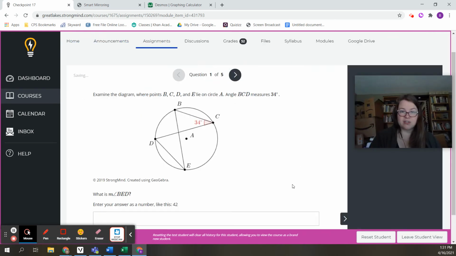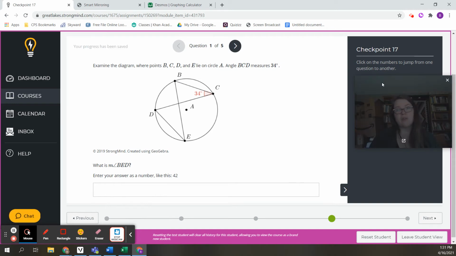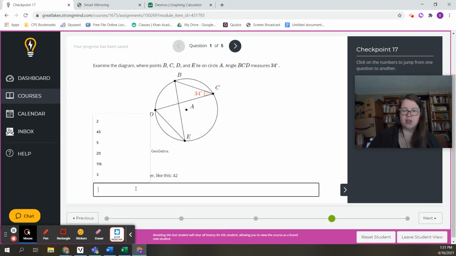There are 5 questions here we can see because it says 5. So we have 2 angles, 2 inscribed angles that are intercepting the same arc. Before I read the problem, I can see that those 2 inscribed angles would have to be equal. So let's just check. Angle BCD measures 34. What is the measure of angle BED? Well, we just said that they'd have to be congruent, so it also has to be 34 because they intercept the same arc.